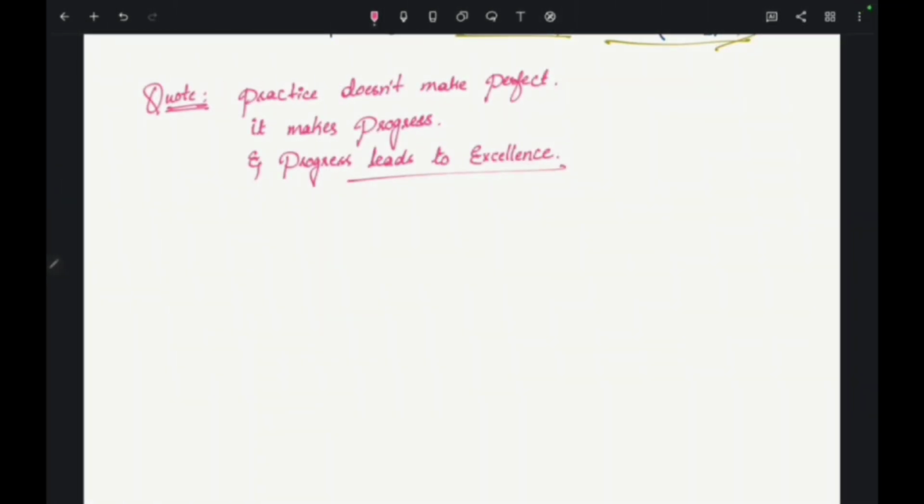Before going to the next question, I remember one quote: practice doesn't make perfect, it makes progress, and progress will lead to excellence.